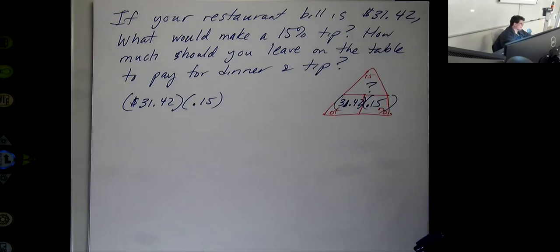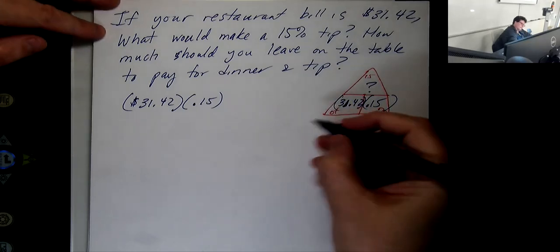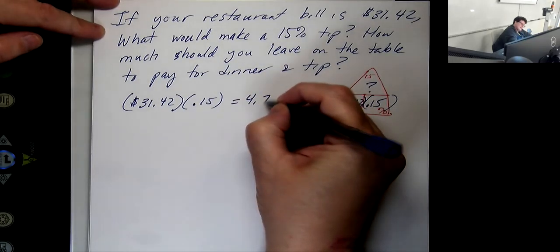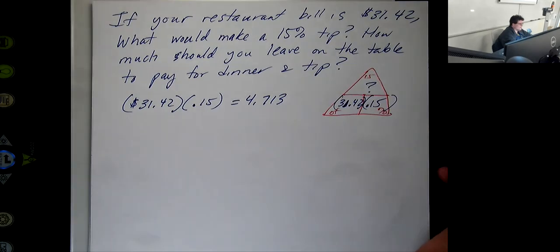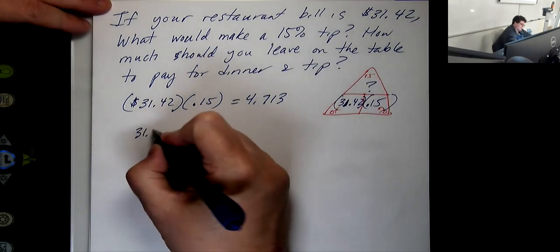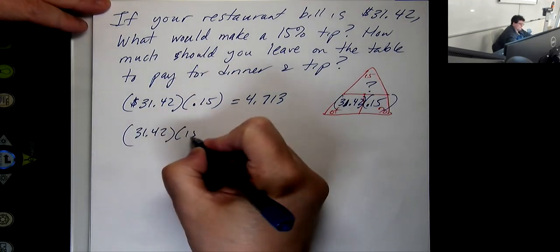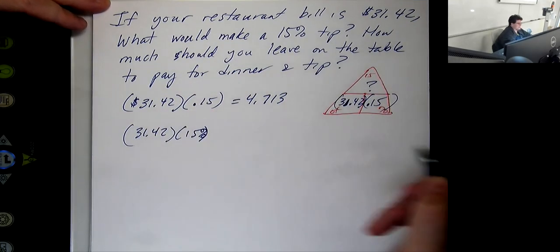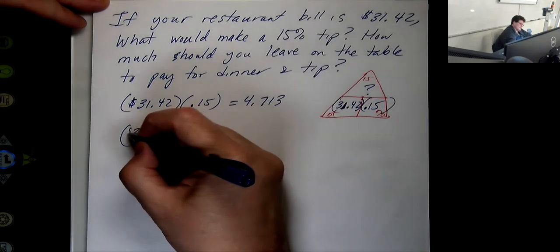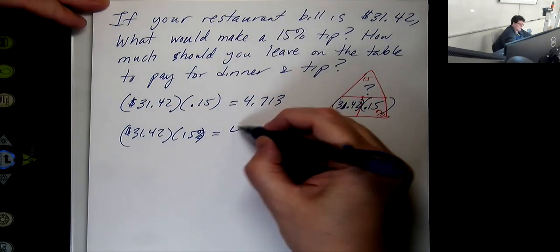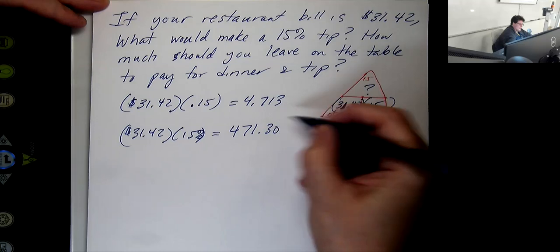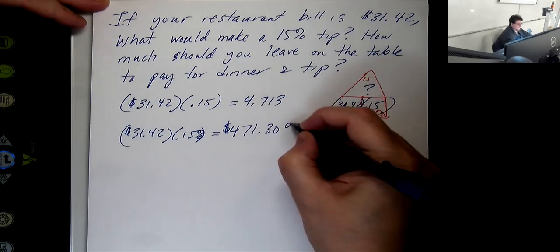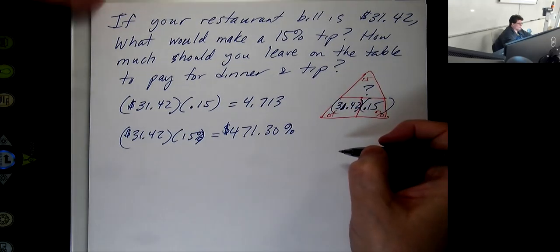4.713. Yeah. This came up with a good question. Do we go with the decimal first? If we do the 31.42 times just 15, we have it as a percent, and we have the dollars. And so when we come out with it, we had $471.30 percent still there. And we didn't want the percent.